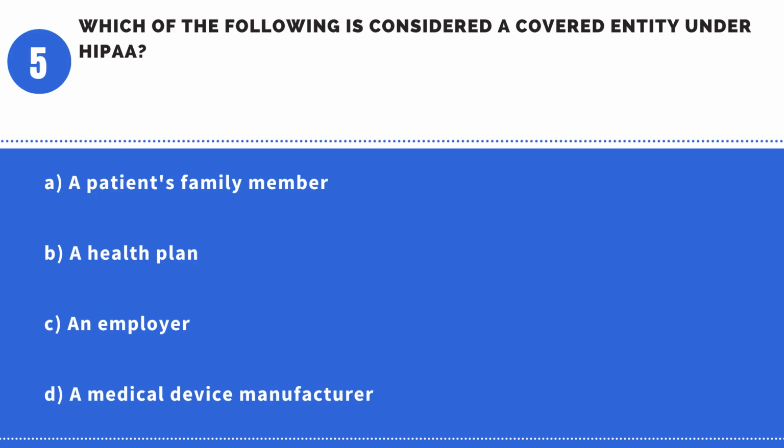Question 5. Which of the following is considered a covered entity under HIPAA? A. A patient's family member. B. A health plan. C. An employer. D. A medical device manufacturer.